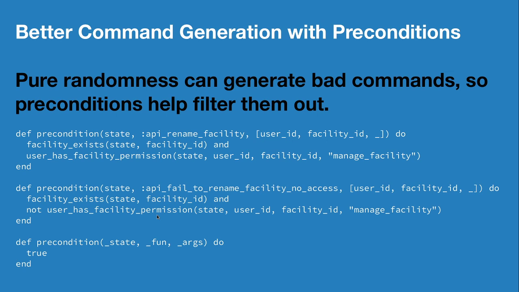So the idea here is that if you just threw pure random at your system, you wouldn't actually be testing it the way you want to. So the preconditions help you filter that out a bit.